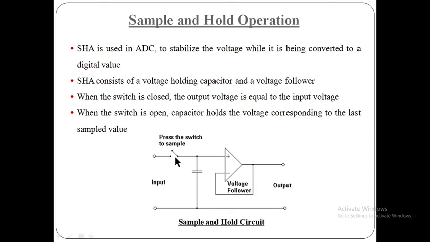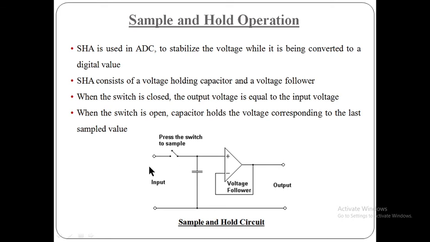When the switch is closed, the output voltage is equal to the input voltage, and when the switch is open, the capacitor holds the voltage corresponding to the last sample value. So this is what is happening in a sample and hold circuit. Whenever the switch is closed, the input is recorded here in the form of the change in voltage.